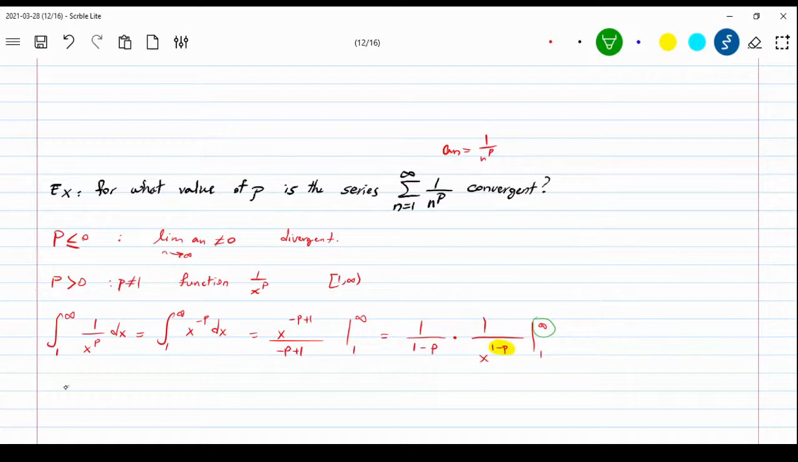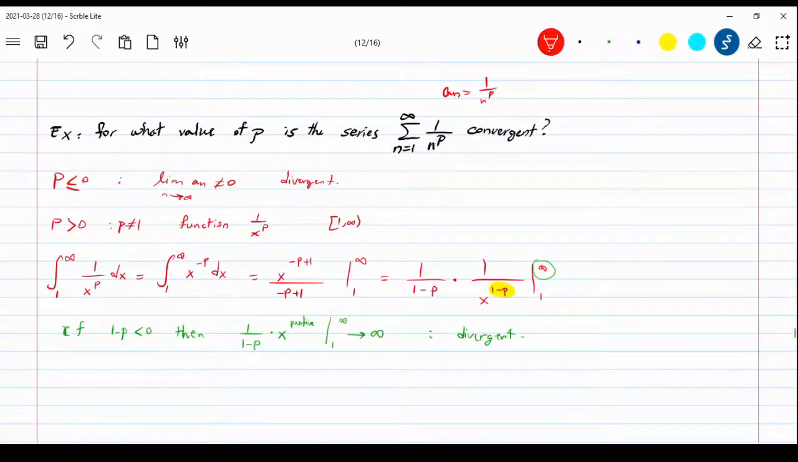So if 1 minus p is negative, then basically what you have is 1 divided by 1 minus p times x to some positive exponent, because if it's negative in the denominator, you can move it to the numerator. From 1 to infinity, this would approach infinity when you replace infinity. So in that case, we will deal with a divergent integral, which tells you it would be a divergent series.